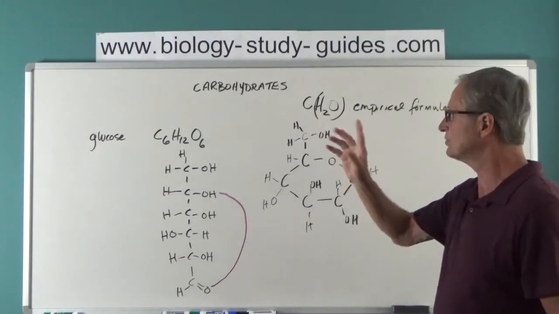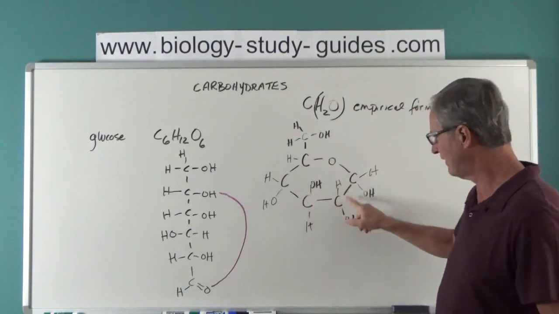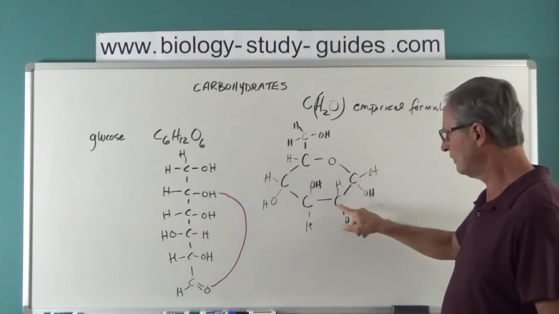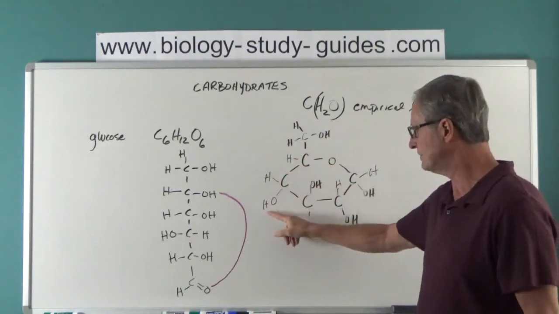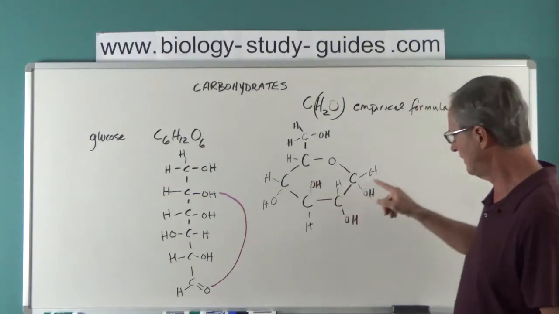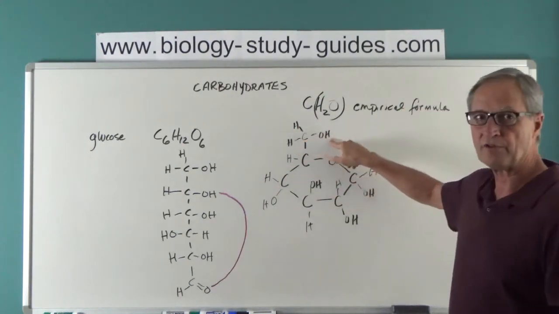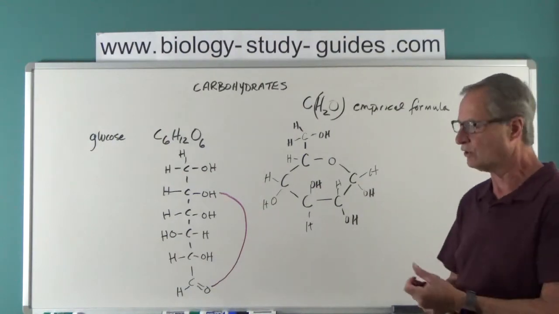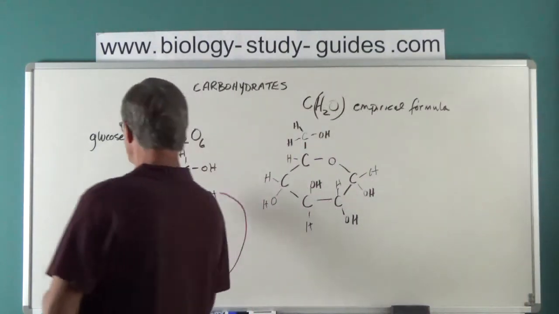Let's just go through and count, make sure I didn't miss any. C6H12O6 is what I've got to find here. 1, 2, 3, 4, 5, 6 carbons. Oxygen. 1, 2, 3, 4, 5, 6 oxygens. 12 hydrogens. 1, 2, 3, 4, 5, 6, 7, 8, 9, 10, 11. I must have miscounted. 1, 2, 3, 4, 5, 6, 7, 8, 9, 10, 11, 12. They're all there. So there's glucose. That's what glucose as the simple carbohydrate looks like.